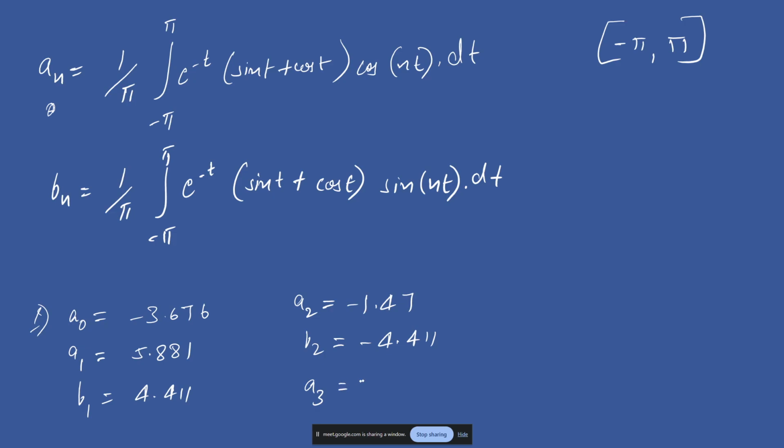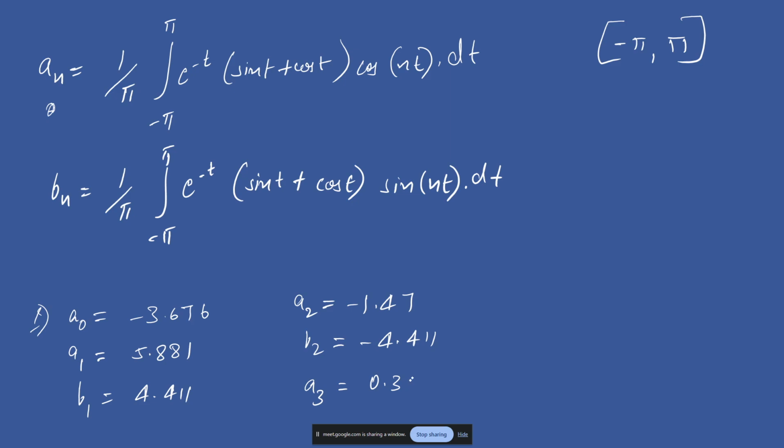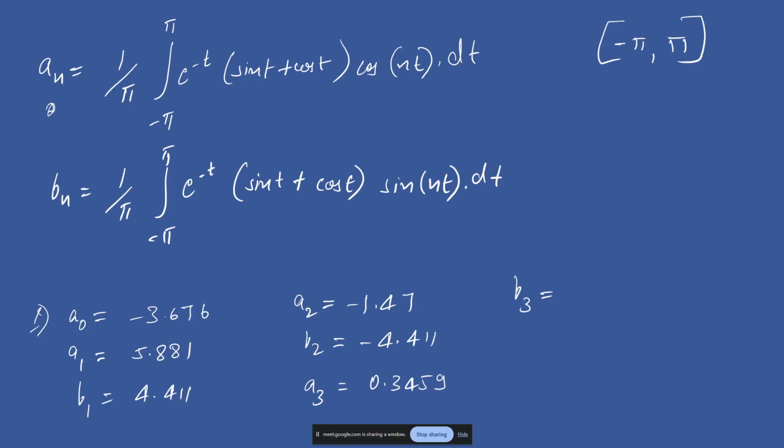a3 value is 0.3459, and your b3 value is 2.854.